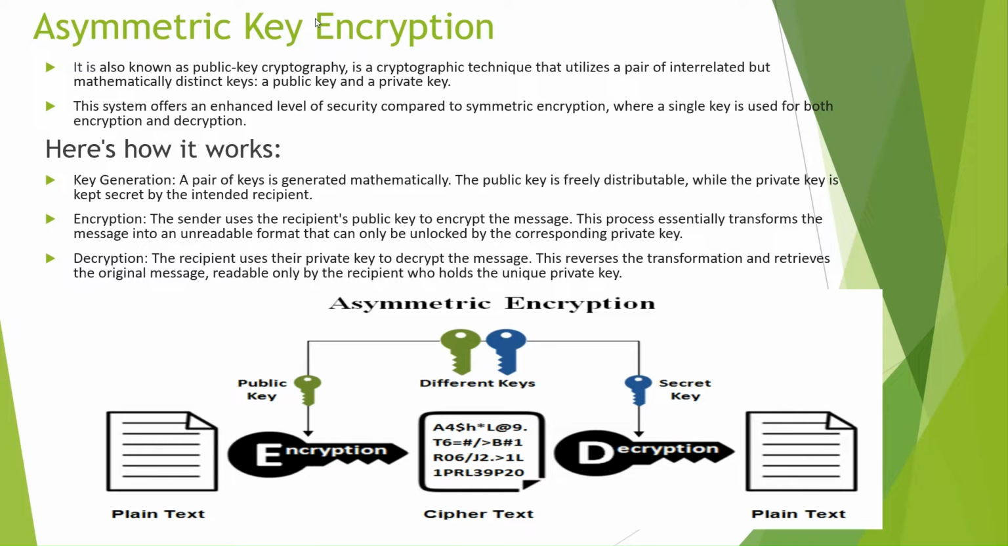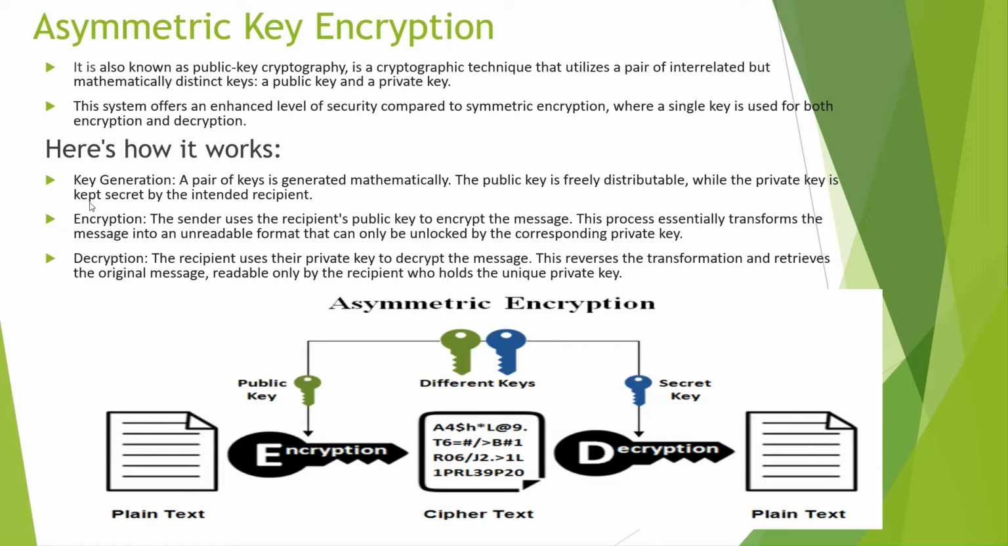You can tell anyone to encrypt my data using the public key, but only the person who has the private key can decrypt the data. So it is more secure, as in symmetric encryption there is only one key. If by chance it is compromised, anyone can decrypt your data. So how does it work? First of all, we have to create two keys. The first one is the public key, which is freely distributable to anyone, while the private key is kept secret by the intended recipient.